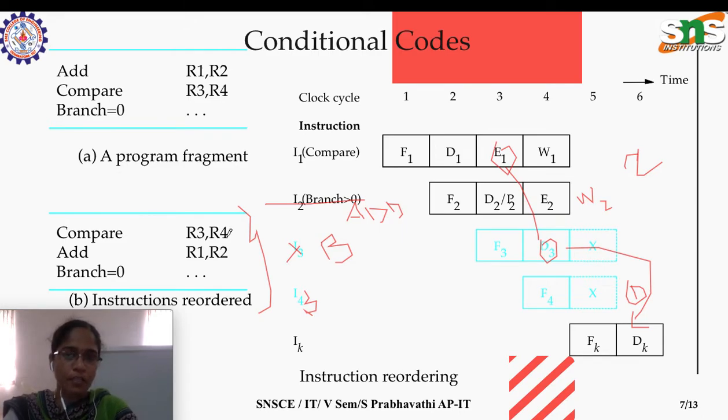Okay, so the main logic here is about the conditional codes. What is a conditional code? Here we are checking the branch condition, and because of that, without reordering two stalls happen, and when we reorder one stall happens. It means we have saved one stall, and though the performance is degraded, it is much better when compared to execution of the same instruction without reordering.